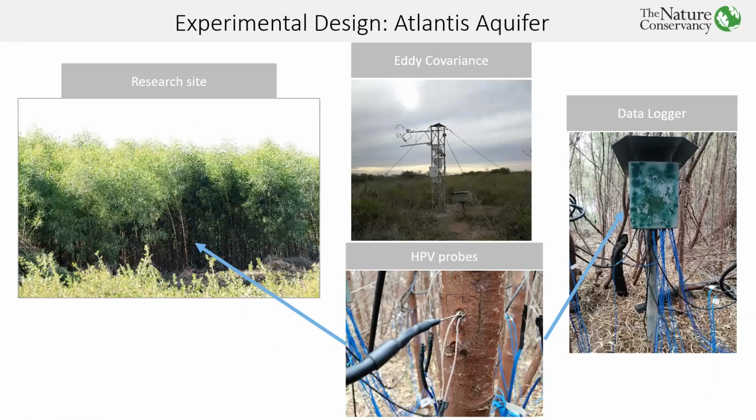So what we did was we set up an experiment where we aim to quantify the additional recharge to the system through the removal of the invasives. And what we did was we measured several parameters, which includes the water use of the invasives through a technique called the heat pulse velocity sap flow technique.